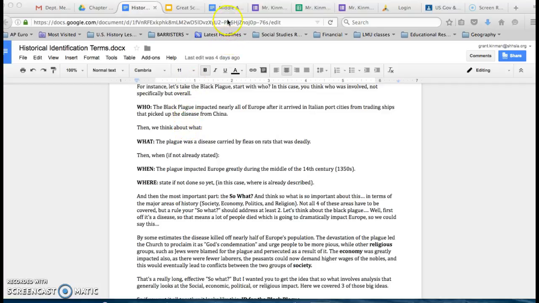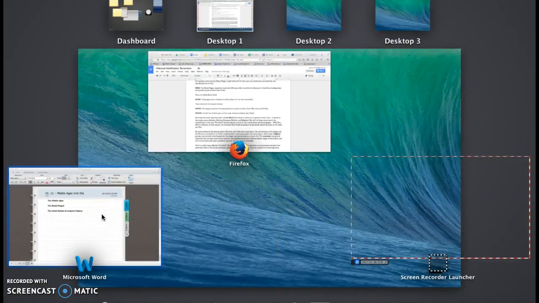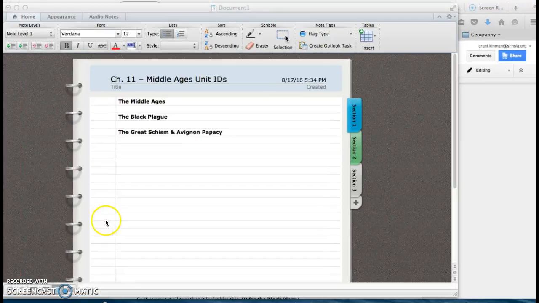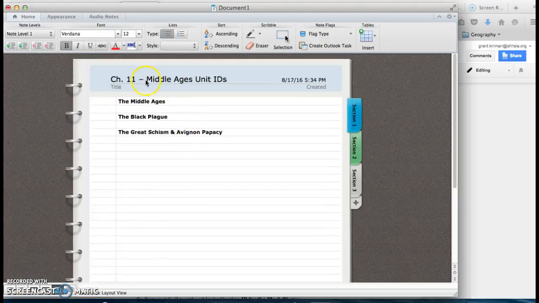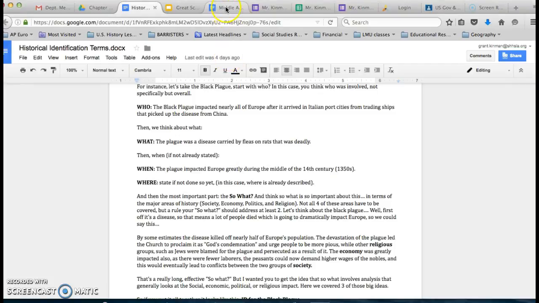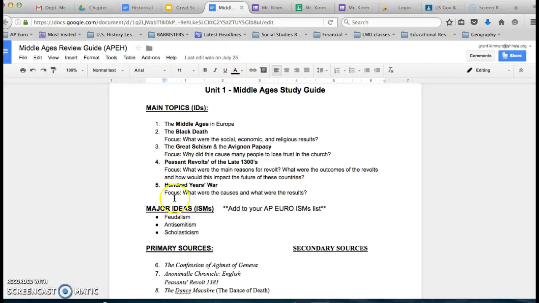So I'm going to have you get out a sheet of paper, and your paper will look basically like this. You're going to title it Chapter 11, Middle Ages Unit IDs, and then you would look at your study guide. So your study guide I gave you today, and you have these IDs, right? So for each bolded term, you have an ID. I said to skip number 1 for now. I said you didn't have to do number 2.